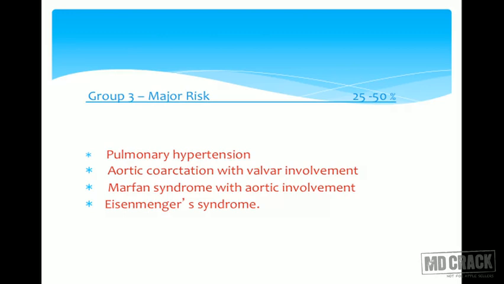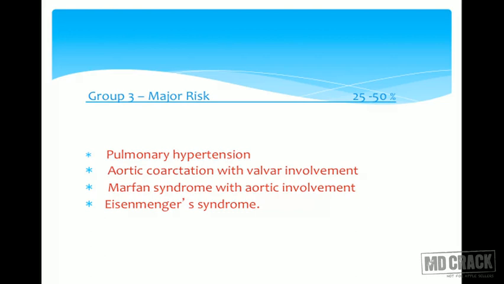Group 3, major risk. The maternal mortality risk is almost 25 to 50%. So there is a 50% chance that that woman is going to die in pregnancy. It's a gross risk, and it is there in case of pulmonary hypertension, aortic coarctation with valvular involvement, Marfan syndrome with aortic involvement, and Eisenmenger syndrome. These 4 names you should remember, in which you should not forget pulmonary hypertension and Eisenmenger syndrome.